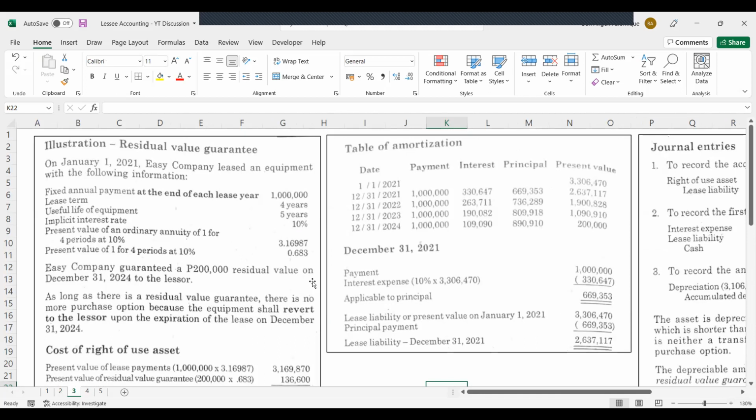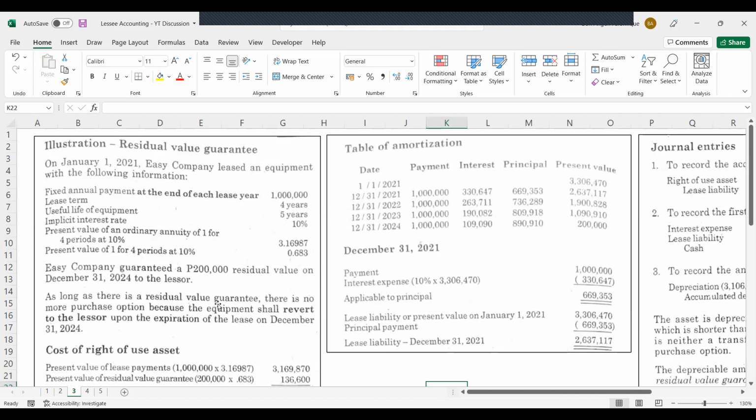So may fixed annual payment siya at the end of each year of 1 million. The lease term is 4 years. The useful life of equipment is 5 years. The implicit interest rate is 10%. The present value of ordinary annuity of 1. Then, binigay din yung present value of 1. Then, may guaranteed na 200,000 residual value. So, ibig sabihin, merong matitira na residual, di ba?